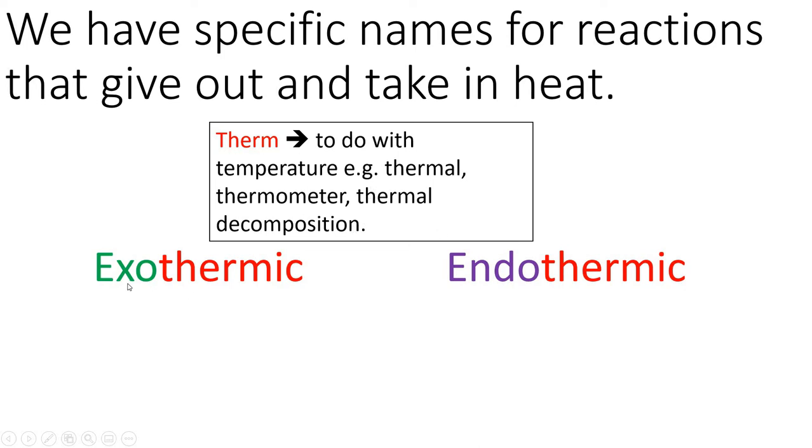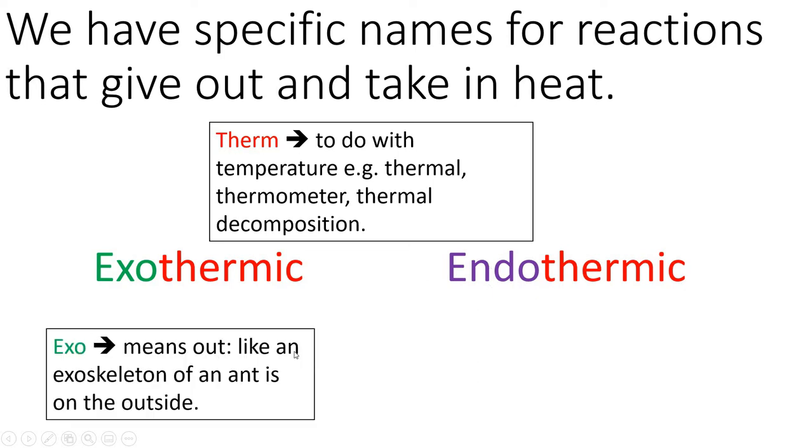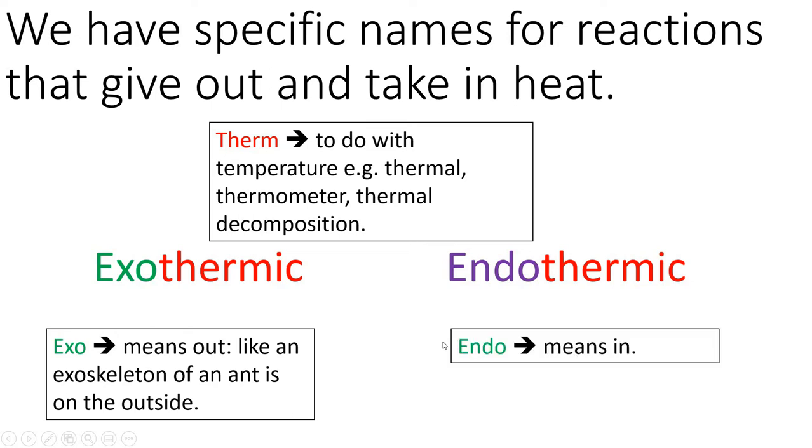So the only thing that we've got to learn about now is what exo and endo mean. Well, exo means out. Like an exoskeleton, an ant has an exoskeleton, which means its skeleton's on the outside. And endo is the opposite, it means in. So in an exothermic reaction, it gives out heat to its surroundings, to everything around it. Whereas endothermic reactions take heat in from the surroundings. So exothermic reactions heat things up and endothermic reactions cool things down.